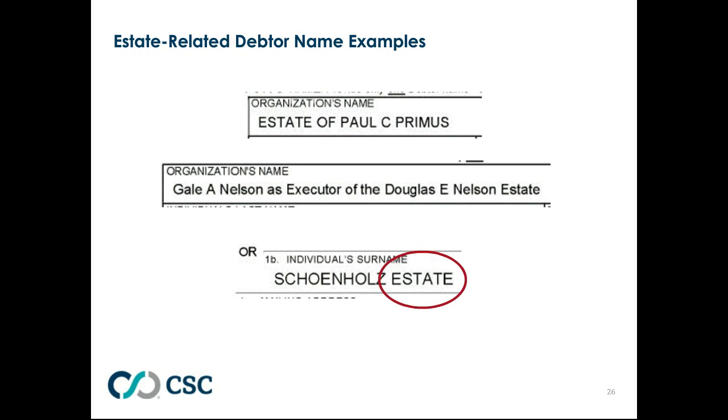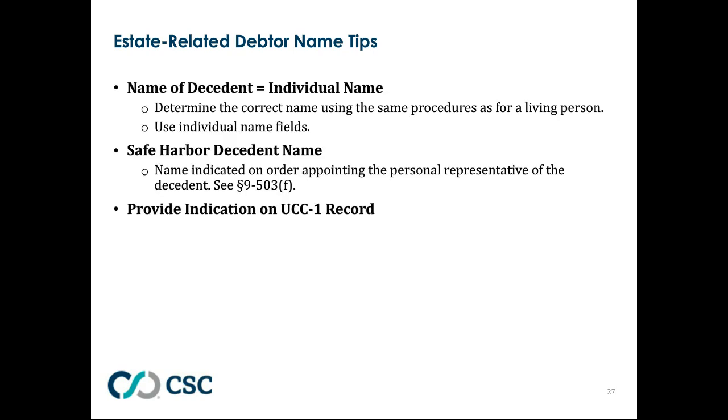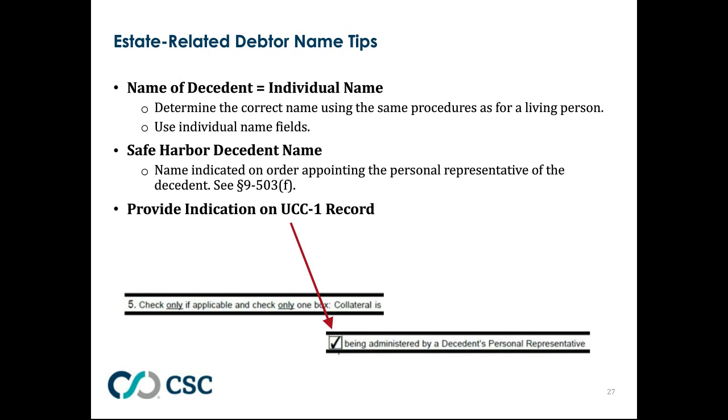Now, if you look at some examples that I have here, here we have the name provided in the organization name field. It has the indication in the name field. This is going to be seriously misleading and not effective. Here we have the name of the executor. It's the name of the decedent, not the administrator. And again, the indication cannot go in the name field. If it goes in the name field, it becomes part of the name, and it is no longer the individual name the person had. It's now something else, and those extra characters will, in virtually all cases, render the financing statement seriously misleading and not effective. So a few pointers when dealing with this type of debtor name.